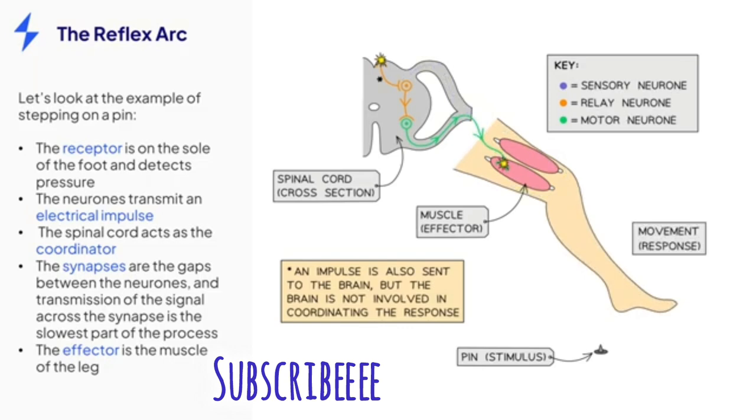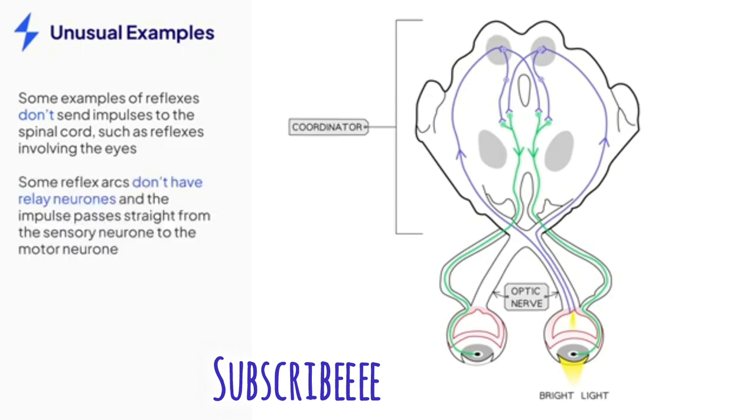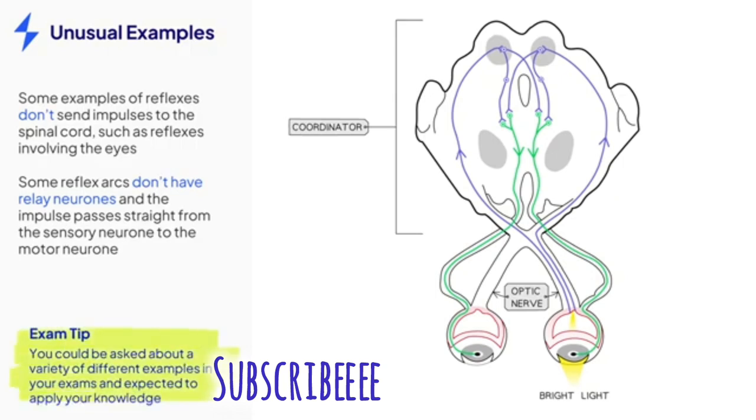It is important to remember that there are sometimes differences in how reflex arcs function for different examples. For example, some reflexes are not coordinated by the spinal cord, such as the example shown here, which involves the eyes. Also, some reflex arcs don't have relay neurons, so the impulse is able to very quickly be transmitted straight from the sensory neuron to the motor neuron. In an exam, you may be presented with application questions with different examples, some of which you may have never come across before. Make sure you know how to apply your knowledge in these instances.